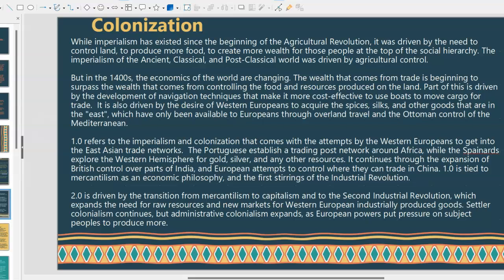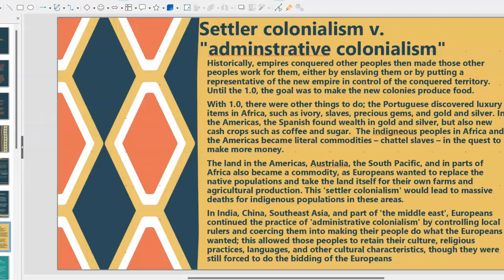They pretty much adopt what I refer to later as administrative control when they get to those places, because their idea is to control them, but to make the people do the work. All right. So here we are, settler colonialism versus administrative colonialism. This has a lot to do with who you've got to do labor and whether the value of the area that you're taking is actually in the production of something or whether it's in the market of something.